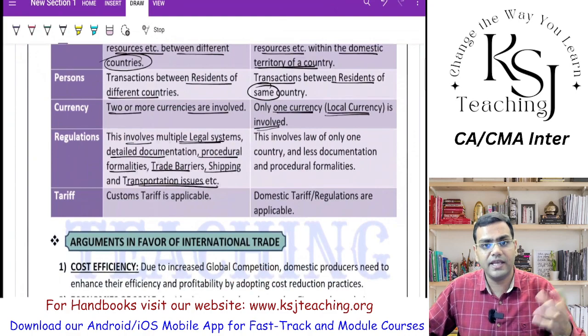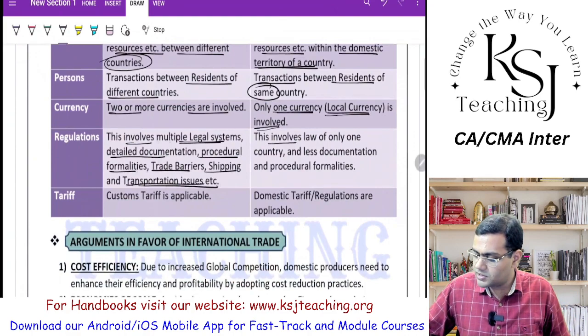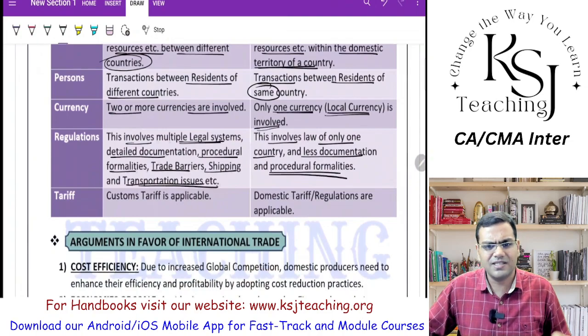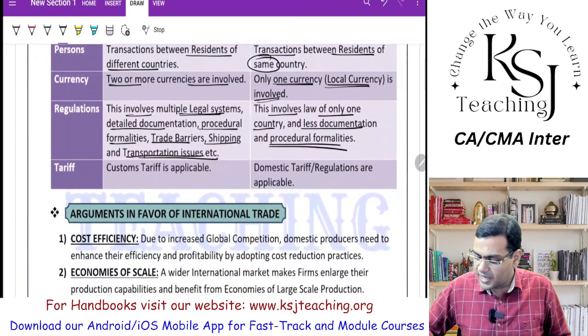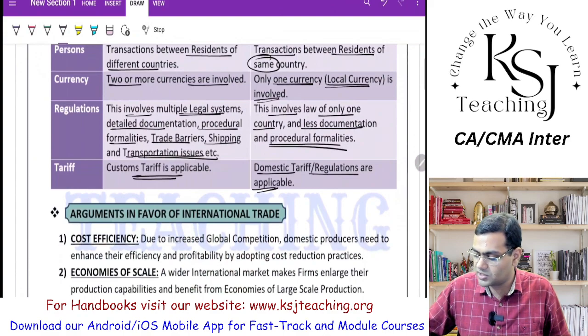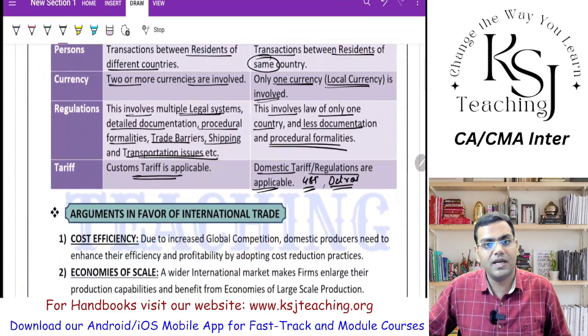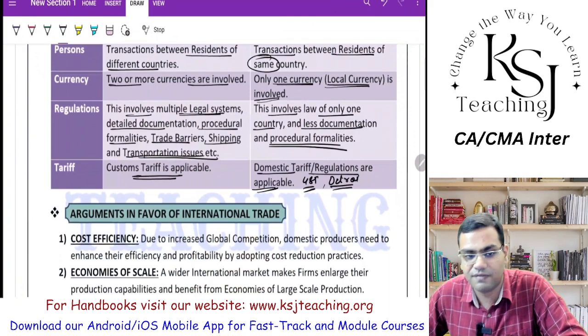And if you have to send any goods within the domestic territory, it's pretty simple, sir. Very simple. This involves the law of only one country and less documentation and procedural formalities. There are hardly any procedural formalities and documentation, right? Tariff. Obviously, domestic tariff or regulations are applicable. Like we can say GST is applicable, right? Or OCTROI is applicable. So all these things are applicable when there is exchange of goods and services within the domestic territory of a country, right?